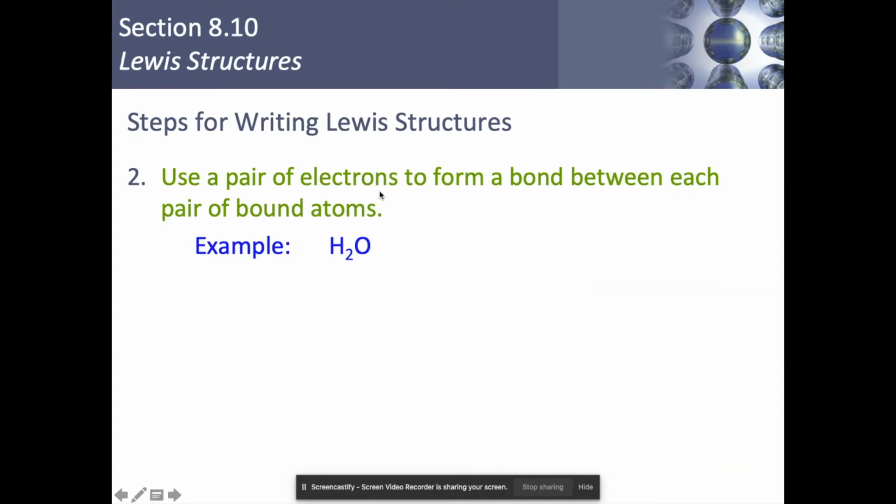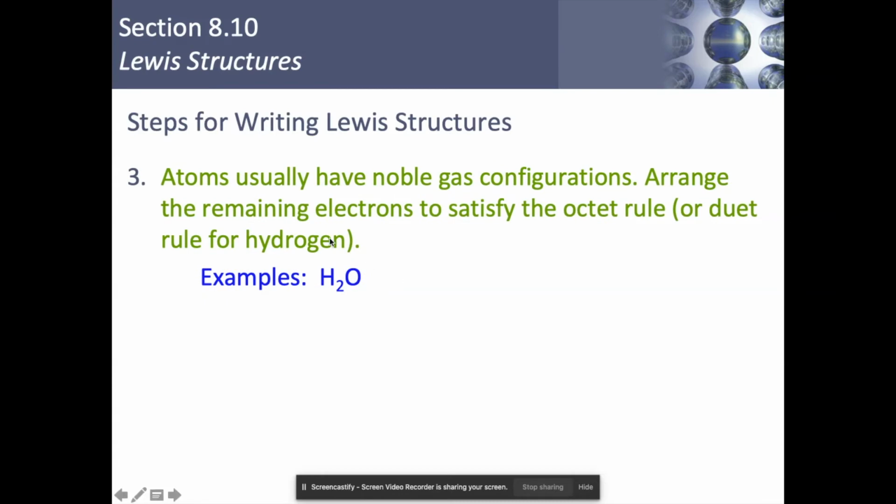Now, second step, use a pair of electrons to form a bond. So I draw simply a line between my hydrogen and my oxygen, and then this other hydrogen and the same oxygen again. Notice that because I have this line here, this represents 2 electrons. So in my picture right now, I have 4 electrons. Last but not least, only the hydrogens want to have a duet. The remaining atoms, in this case just the oxygen, want to have an octet.